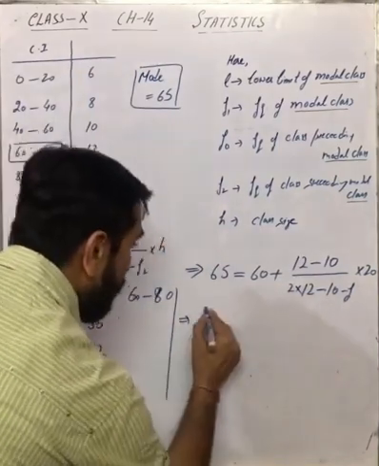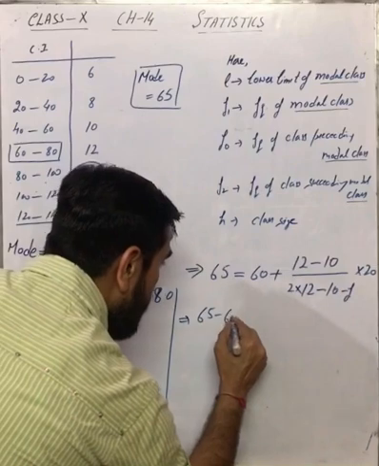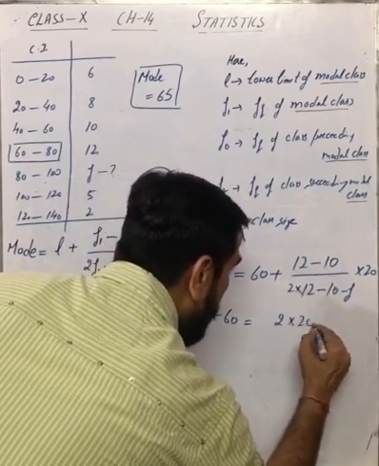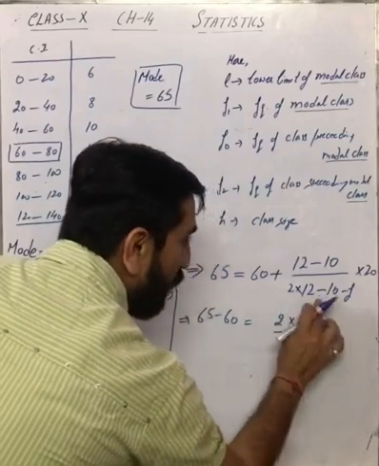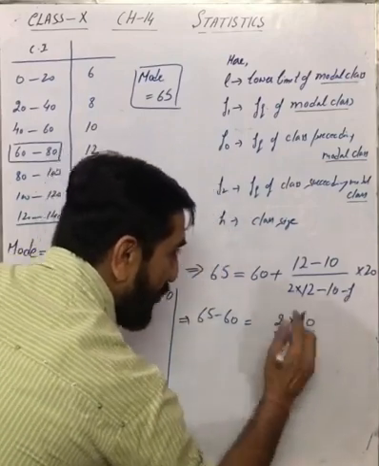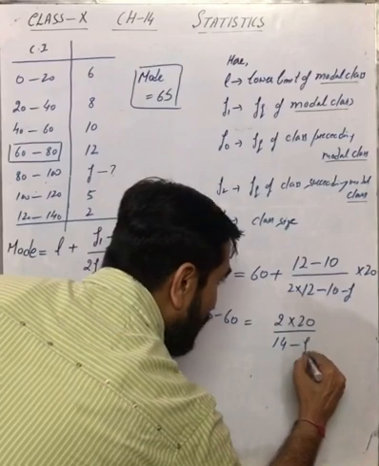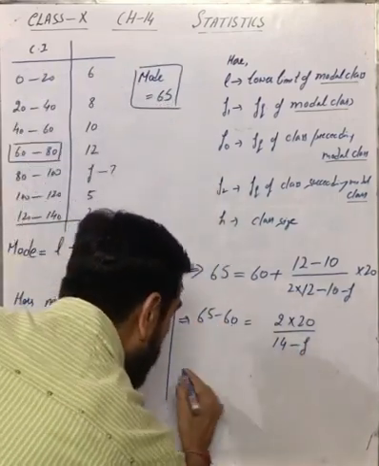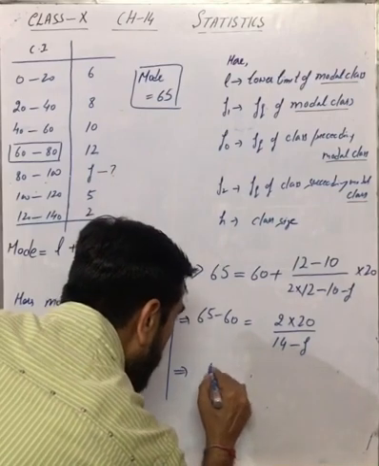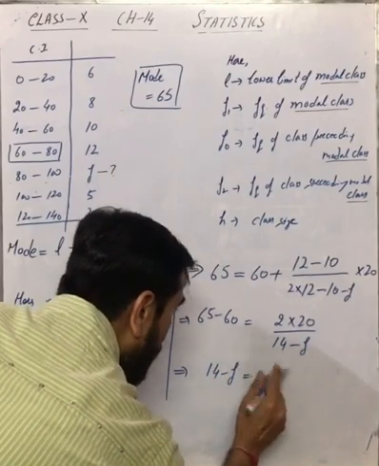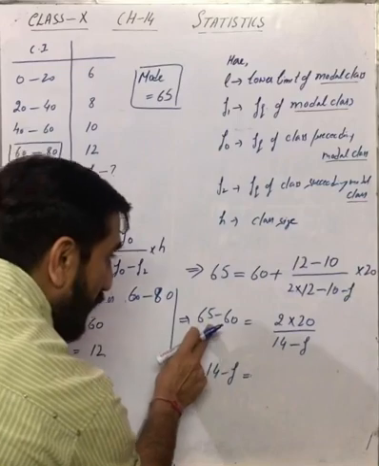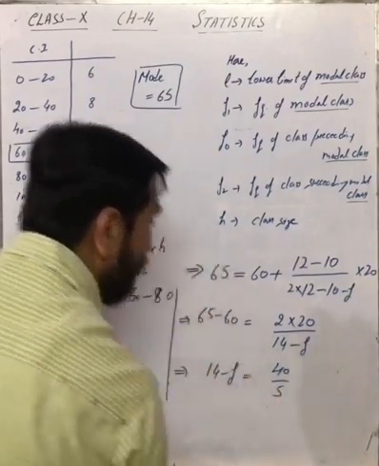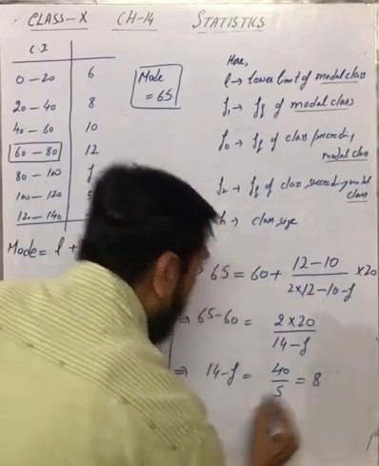Let's shift 60 to this side. It will be 60 minus 60. 12 minus 10 will be 2, multiplied by 20. 24 minus 10, 14 minus F. And this will be 5. This 5 will go down, so you will be shifting. 14 minus F comes here, and this 5 goes down. This is 40 over 5, which is 8.